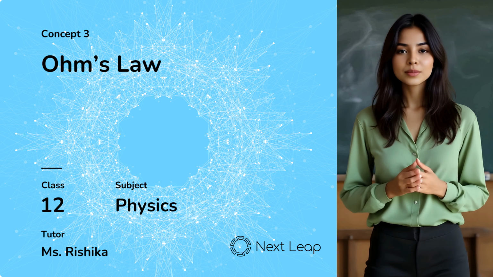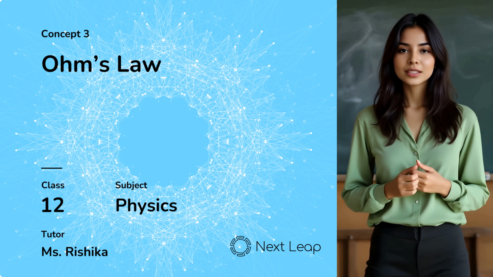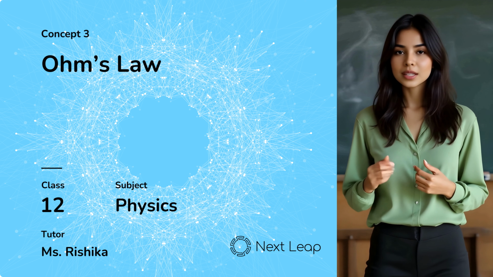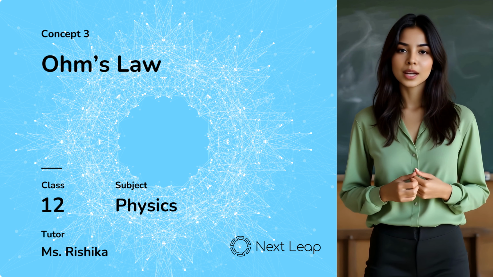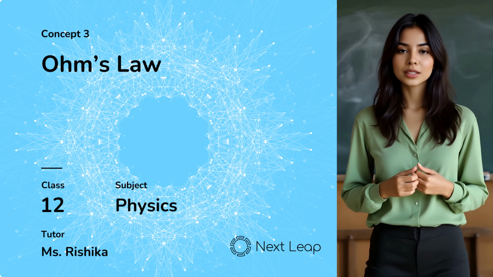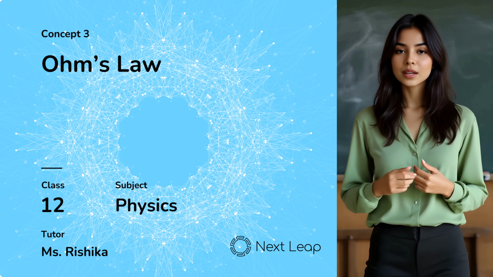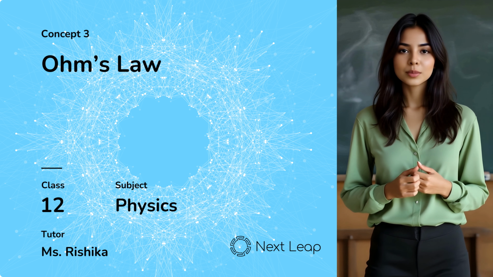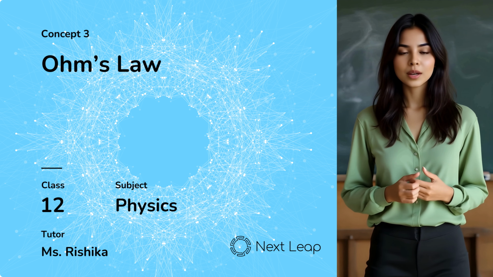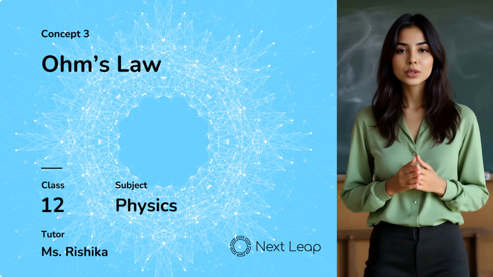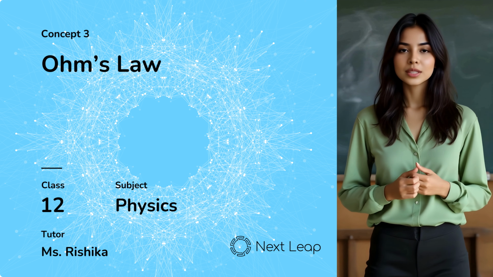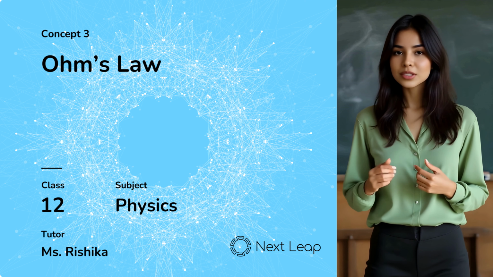fully understood. Ohm's law states that the current flowing through a conductor is directly proportional to the voltage across its ends, provided the temperature remains constant. This means voltage equals resistance multiplied by current, spelled out, V equals R times I, where V is voltage in volts, R is resistance in ohms, and I is current in amperes.